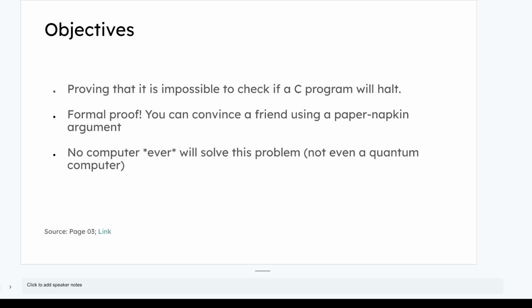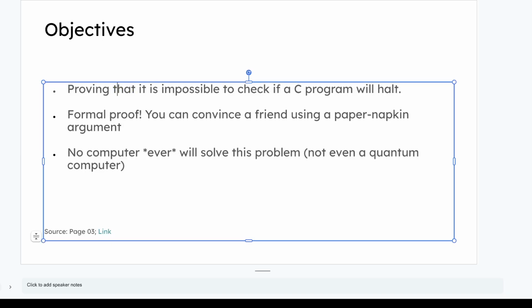Now, the objectives that one will achieve. One of the objectives here: proving that it is impossible to check if a C program will halt or not, or a Java program, or a Python or Kotlin, any program, right? So about this you will get to know. Formal proof. You can convince a friend using a paper napkin argument. Just search about it, right?